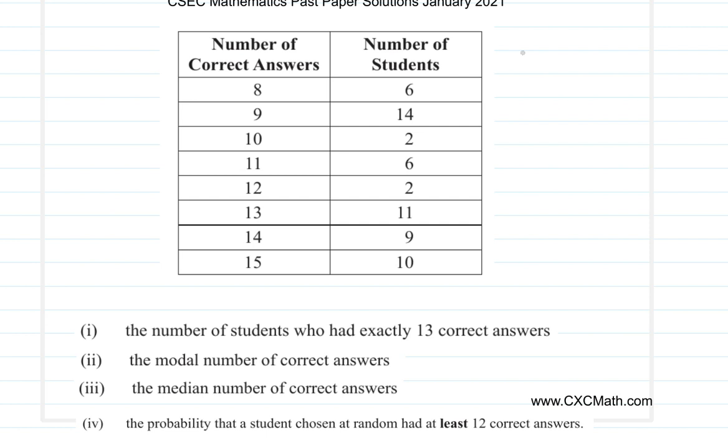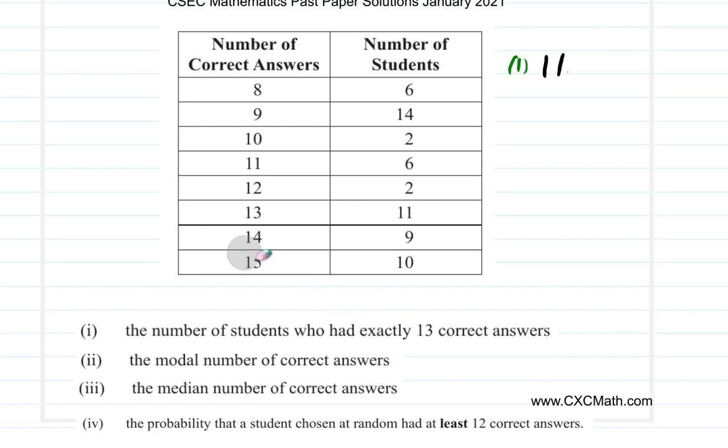Alright. You did that. Let's look at part 1. You're supposed to find the number of students who had exactly 13 correct answers. So 13 correct answers, number of students, that is 11 of them. So there you have it. The modal number of correct answers.